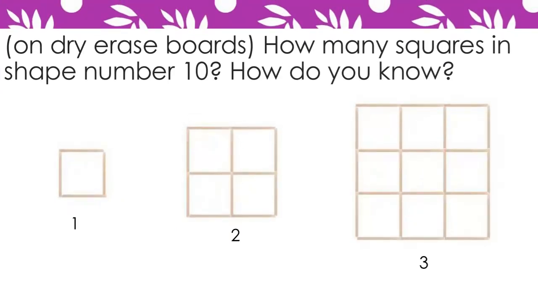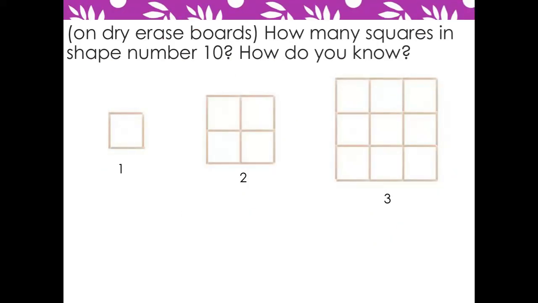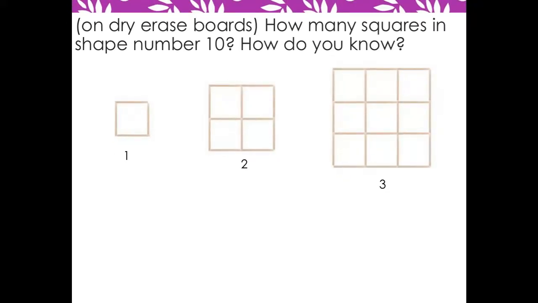Okay, so how many squares are in shape number 10? Well, let's build on this, okay? Because there's probably some sort of pattern happening here. So for shape number 1, how many squares are there? 1. Okay.